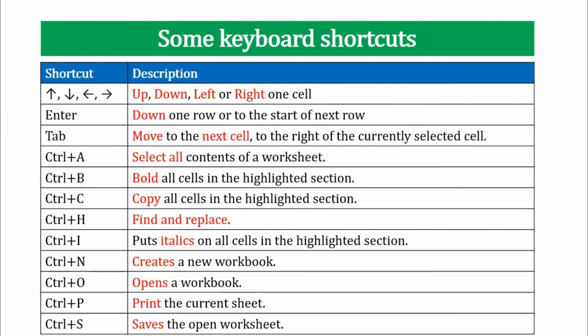Some keyboard shortcuts. If you know these keyboard shortcuts, then working in Microsoft Excel will be easier. Suppose, arrow keys to move up, down, left or right one cell, and Enter to go down one row or to the start of the next row, and Tab to move to the next cell. Ctrl A to select all the cells of the worksheet. Ctrl B to make the cell's content bold. Ctrl C to copy the highlighted section. Ctrl I to make italics.